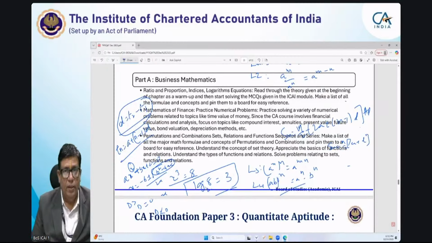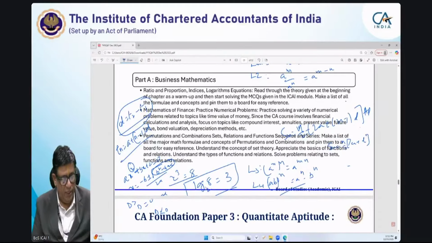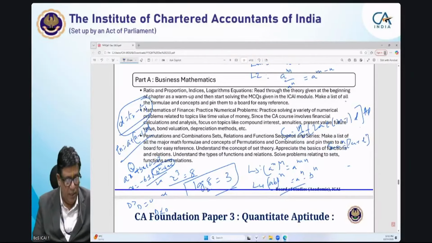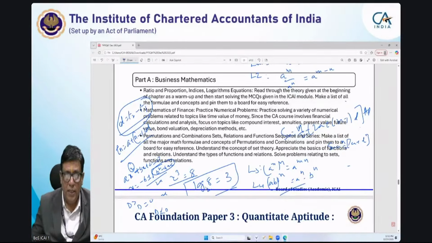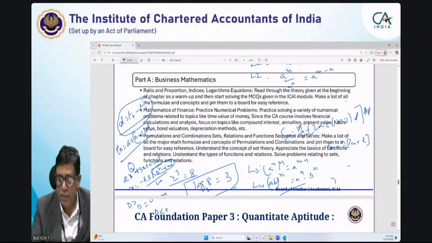The ratio of successive two terms is the same. Suppose we have 2, 4, 8, 16, their ratio is 2 only here, and 5, 15, 45, 135, the common ratio is 3 only here. The example sums are given, where the common ratio r is equal to T2 by T1 actually.